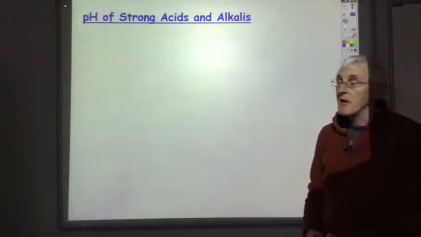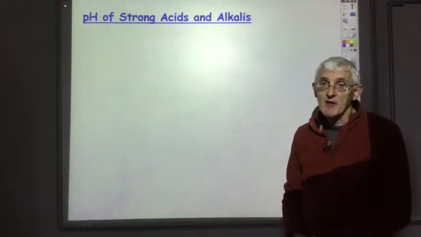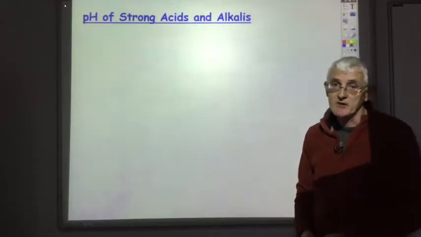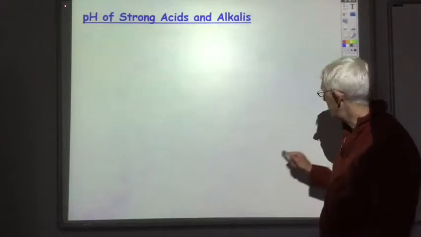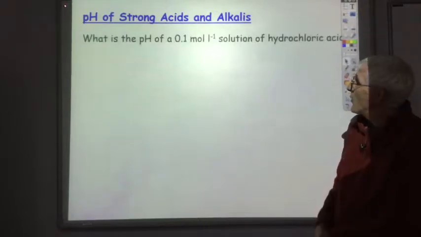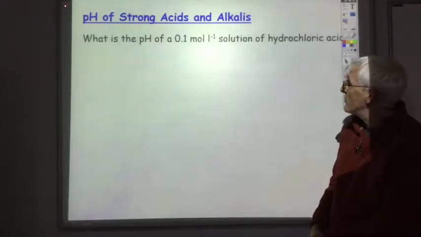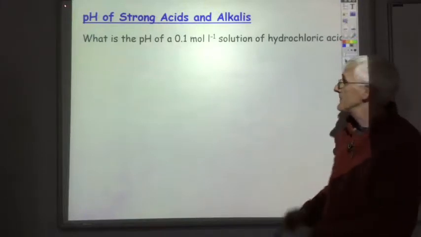Right, the best way to learn how to work out the pH of strong acids and alkalis is just to try a few questions. So let's start with a nice easy one. What is the pH of a 0.1 mole per litre solution of hydrochloric acid?